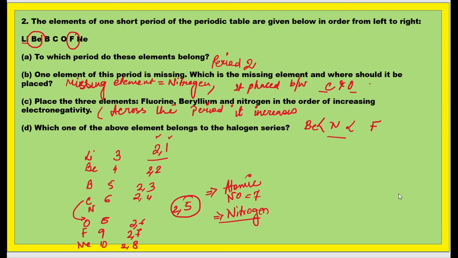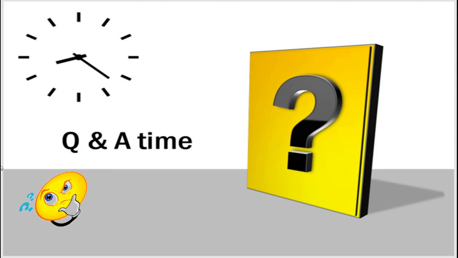Okay, this is the order. Which of the elements belong to the halogen series? Halogen series means number of valence electrons should be 7, and we see from the electronic configuration we have written the element which has this is fluorine. The answer is fluorine. Clear? In my next video I will be discussing more questions with you all.